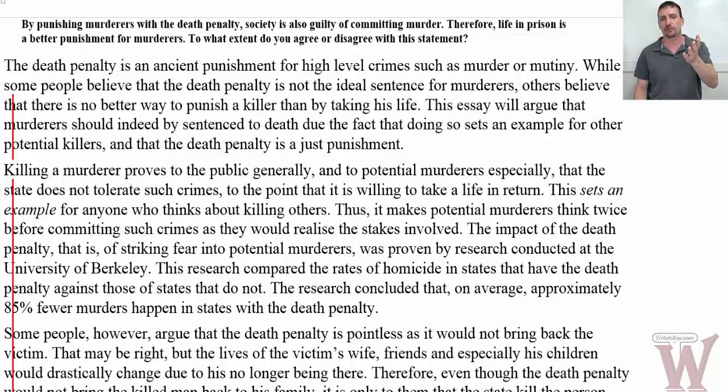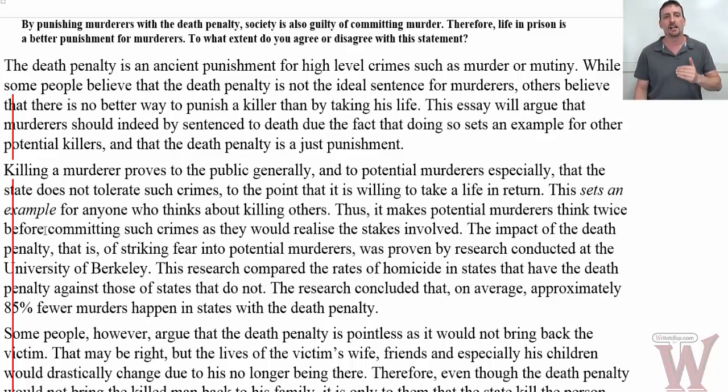By punishing murderers with the death penalty, society is also guilty of committing murder, okay? He's not addressing that statement. He's talking about the death penalty and he's talking about a better punishment. He mixed the two things together. So essentially, he didn't actually answer the question, okay? I'm going to come back to that though, and I'm going to show you how he could have fixed that very easily.